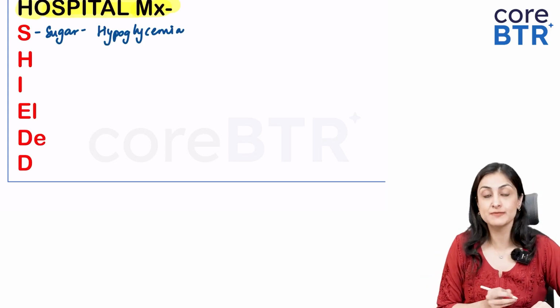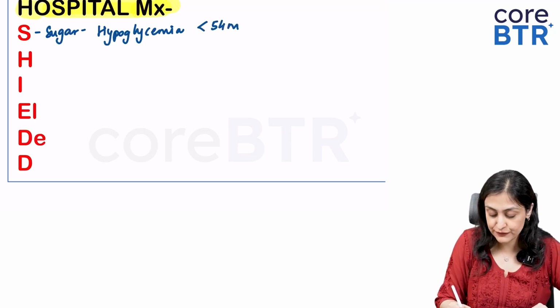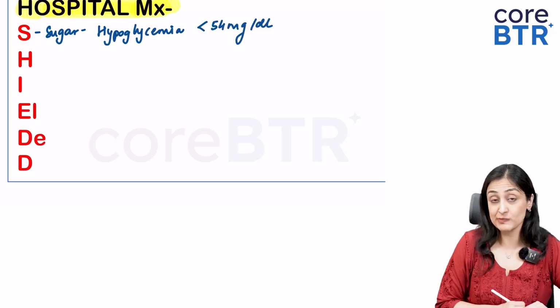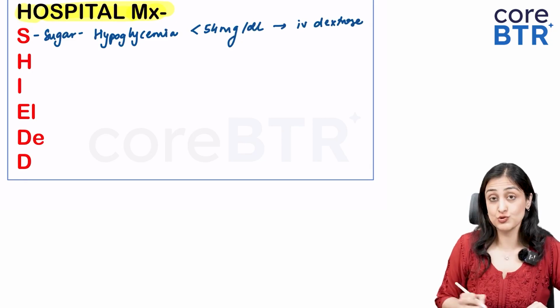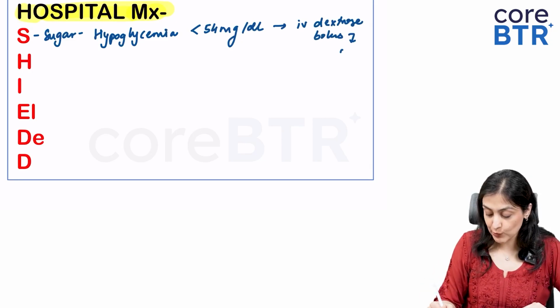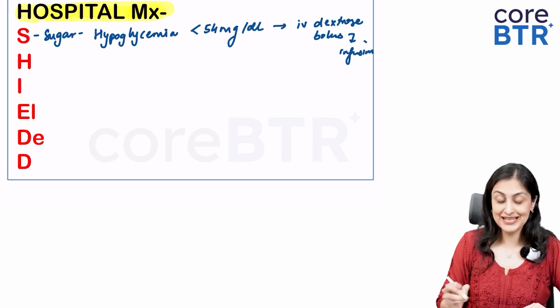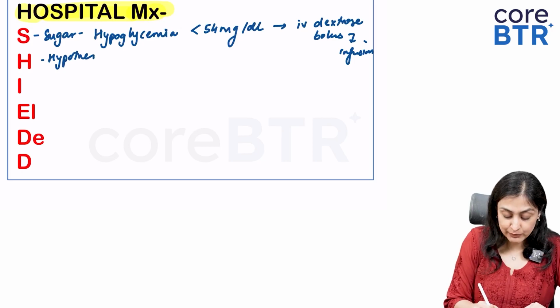Blood was 40, plasma was 45. In every other baby, we take the threshold as 54 mg per dl. So any baby who develops hypoglycemia, again we want to give them IV dextrose. First it can be a bolus followed by an infusion. Okay, so that's hypoglycemia. They are at a risk of developing hypothermia.